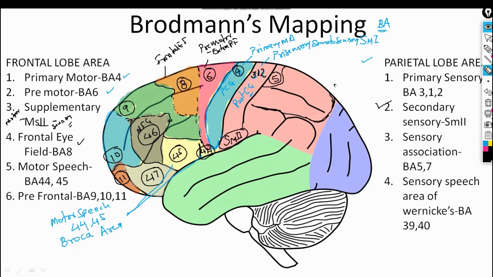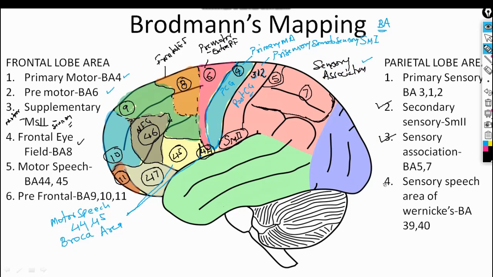So this area number 7 and area number 5 together are known as the sensory association area. Clear? This sensory association area.